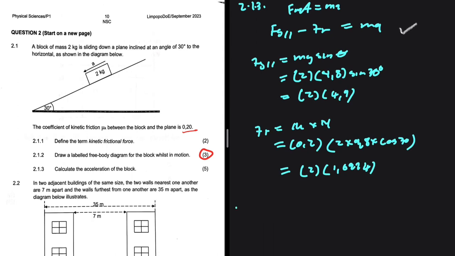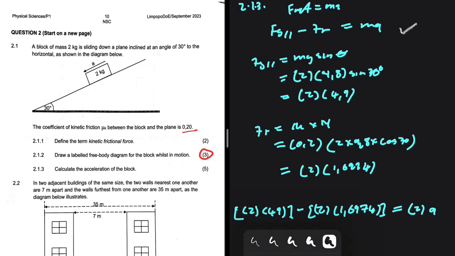So now we can substitute back into our equation. FG parallel, that is 2 multiplied by 4.9, minus the frictional force, that is 2 multiplied by 1.6974. This is equal to ma. The mass of our object is 2 kg. The acceleration is what we are interested in. It will be easy to see what we need to do here. We are dividing by 2 on both sides.